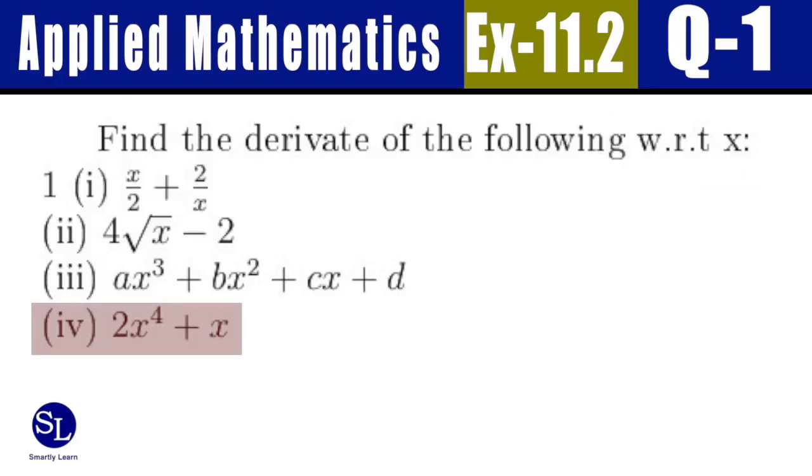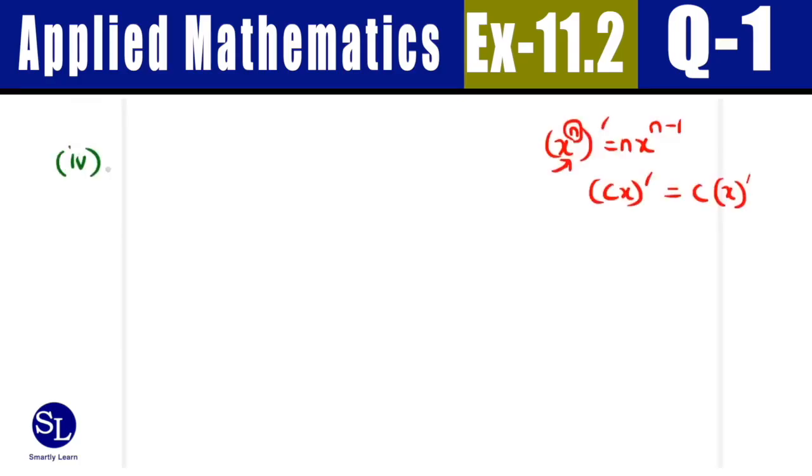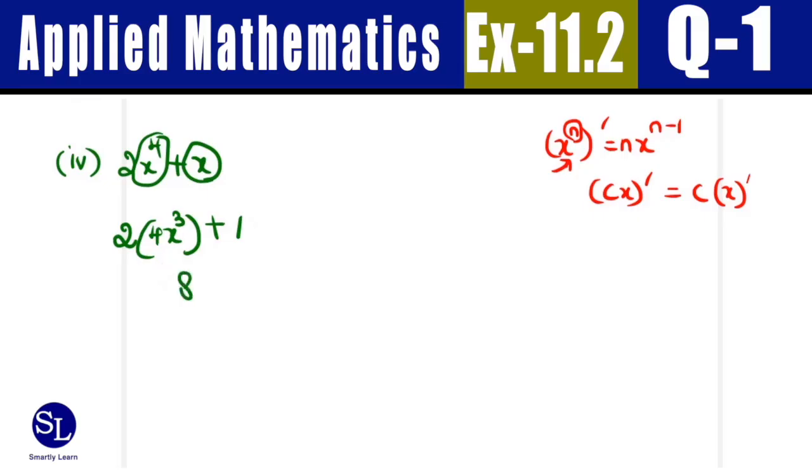Now let's take up the last choice. The last subdivision is 2x power 4 plus x. To differentiate 2x power 4, 2 is a constant, so I'm keeping it outside. X power 4 on differentiation is 4x cube, plus differentiation of x is 1. So this I can rewrite as 8x cube plus 1.